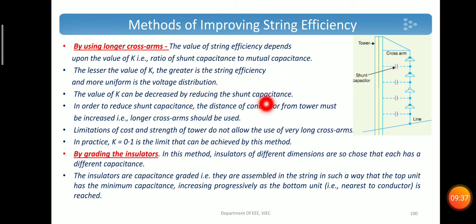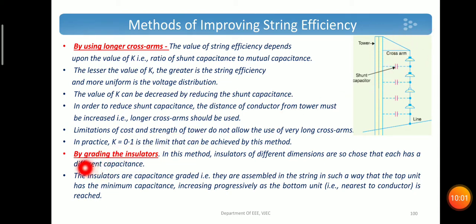But it is not possible to use more length for the cross arm due to the mechanical strength. It will affect the mechanical strength of the system. So there will be some limitations. In actual practice, it is possible to have a value of K equal to 0.1. That is the limit achieved by using a longer cross arm.